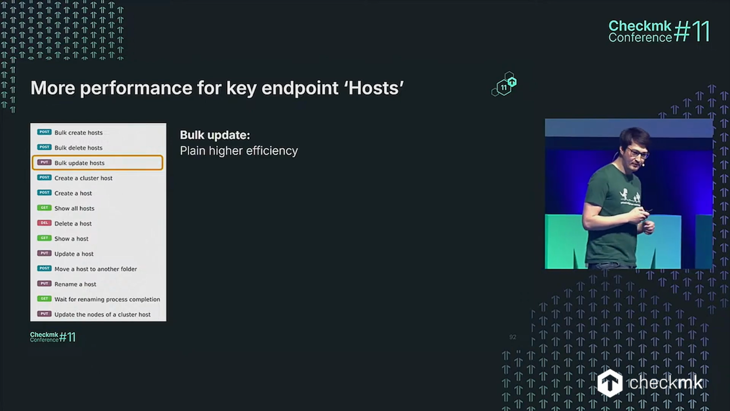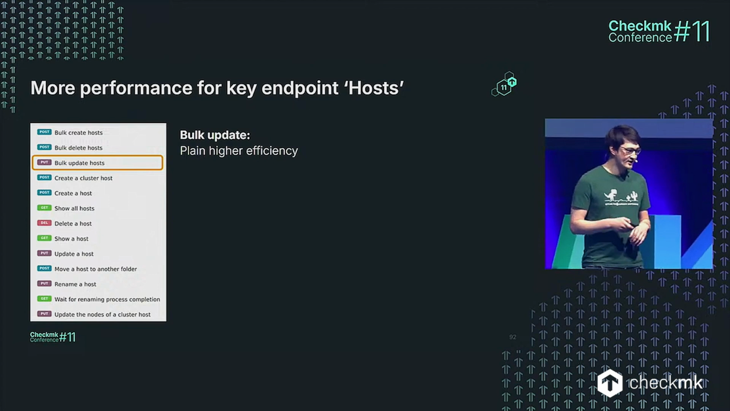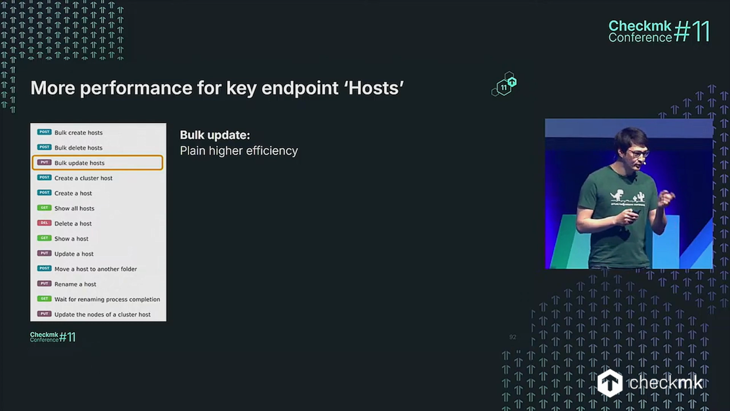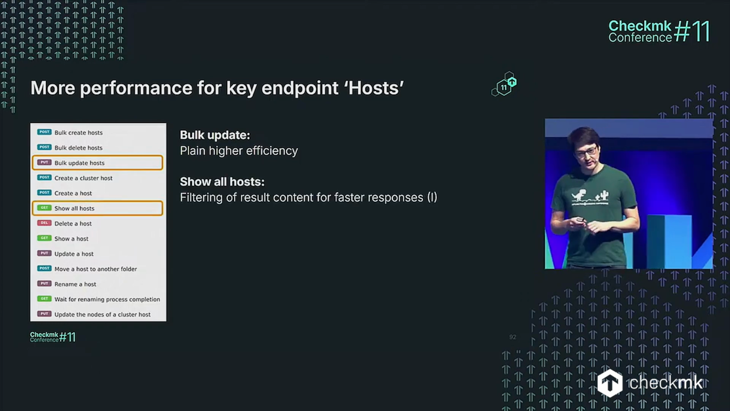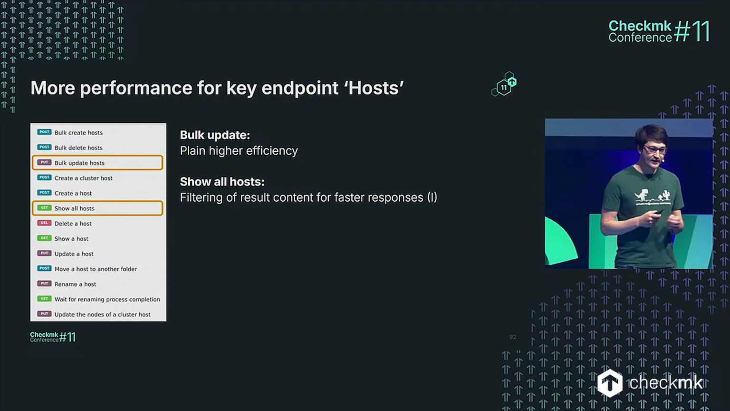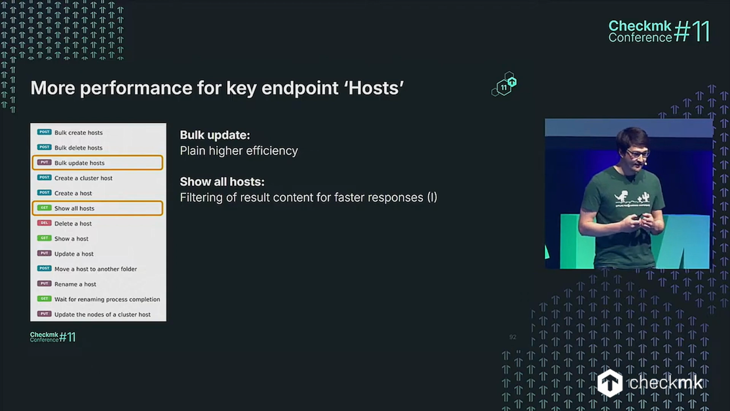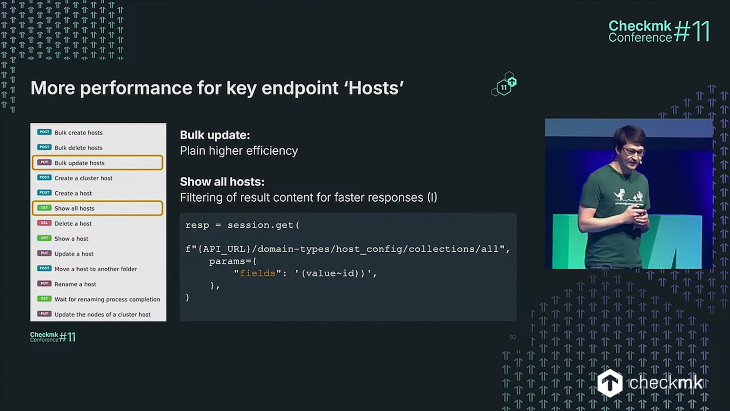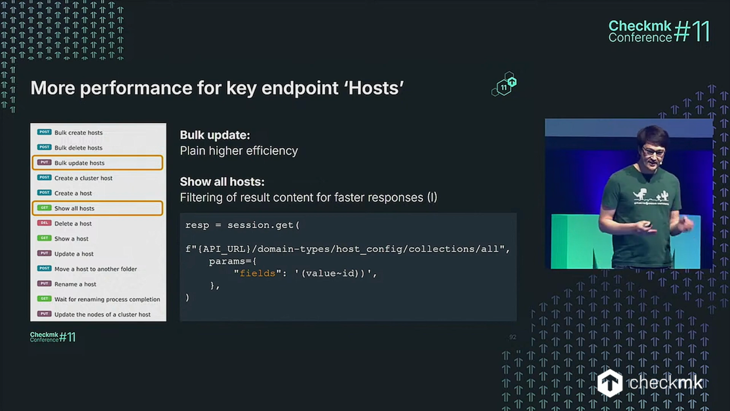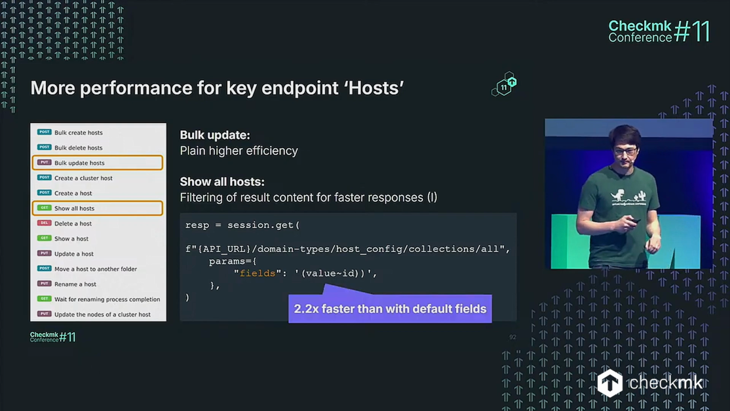And we started first on the bulk update endpoint. And that's just simple. We just improved efficiency, making it faster. But there are also other ways how you can improve that, where you can now actually go into action. And that is, for example, for the show all hosts endpoint. You can now filter the results, because the less results Checkmk sends back to you and has to validate, the less time it takes. And so you can, for example, now just give a field to it and say, these are the fields that you need. For example, if you just want to know, show me all hosts, and I just want the host ID, you do that. And that is then 2.2 times faster, because not all the data has to be sent anymore.